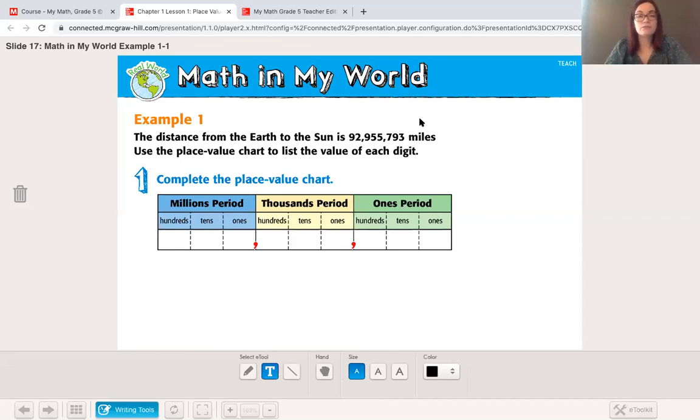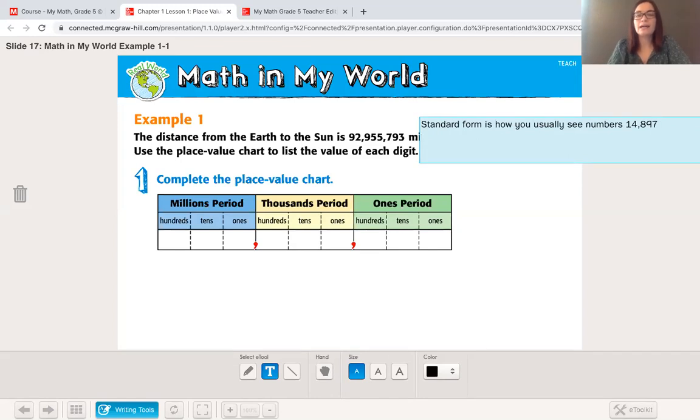So standard form is how you usually see numbers. The word standard means usual, or how things are usually seen. So standard form is how you usually see numbers. So if I write the number 14,897, that right there is written in standard form. That's how you normally see numbers.